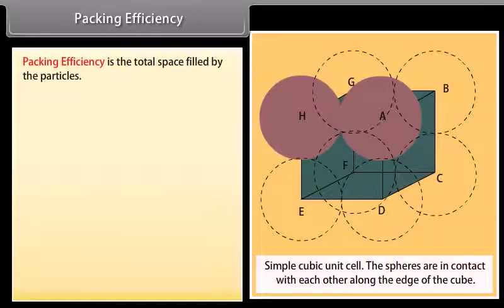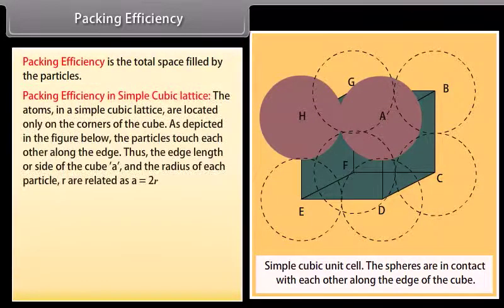Packing efficiency. Packing efficiency is the total space filled by the particles. Packing efficiency in simple cubic lattice. The atoms in a simple cubic lattice are located only on the corners of the cube. As depicted in the figure below, the particles touch each other along the edge. Thus, the edge length or side of the cube, a, and the radius of each particle, r, are related as a is equal to 2r.